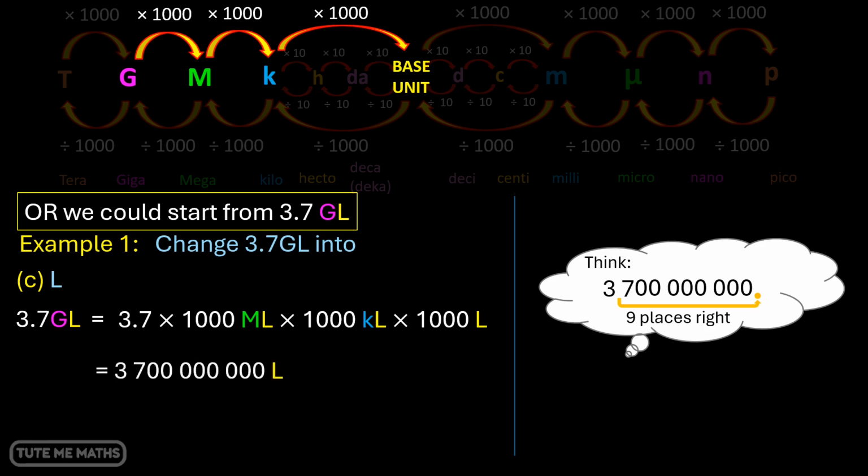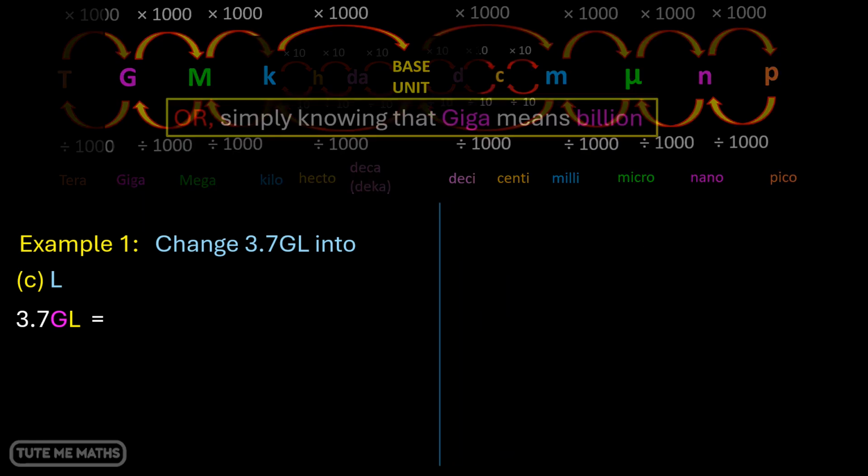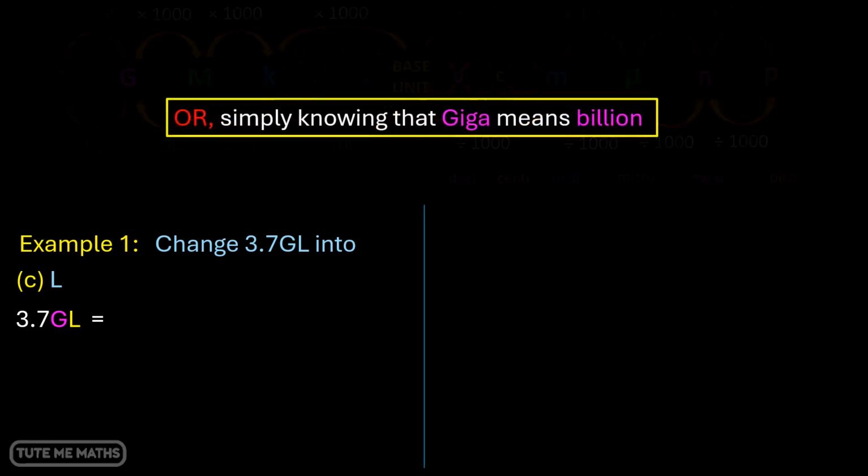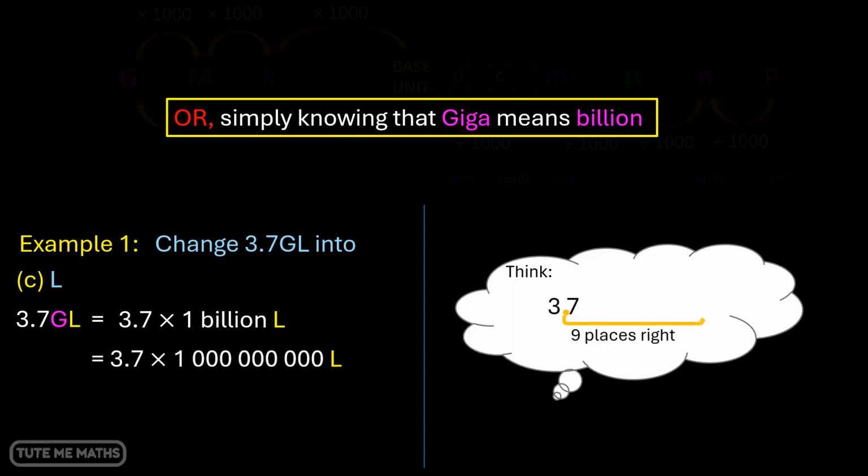Another way of saying 3,700,000,000 is 3.7 billion. If you know the prefixes and their meanings, you could have started by knowing that giga means billion, so 3.7 gigalitres is 3.7 billion litres. 1 billion is a 1 followed by 9 zeros, so we also know to move the decimal point 9 places to the right if we want the decimal form.